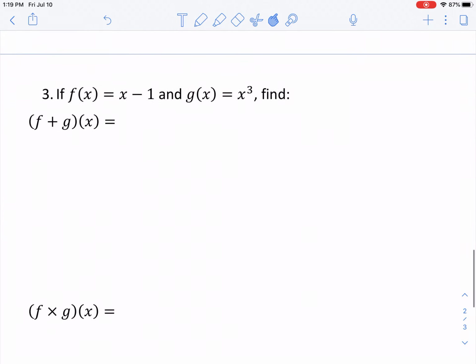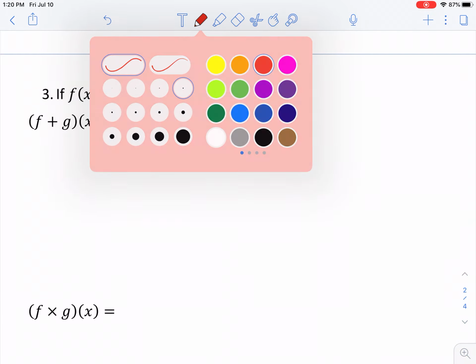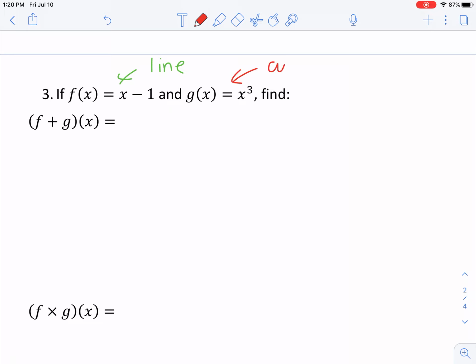Okay, so now let's say f at x is x plus 1. Again, that one's just a line. And g at x is a cubic. So when you're adding, your highest power should be the highest power in the question. So x cubed will be the highest power. When you're multiplying, you're expecting an x to the 4th.